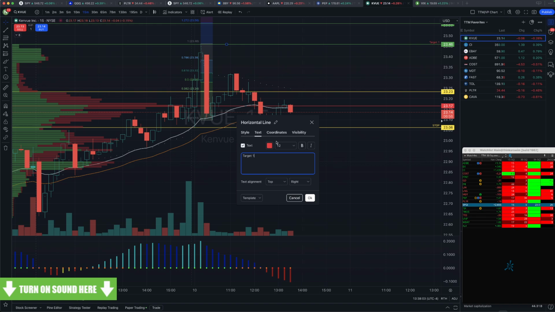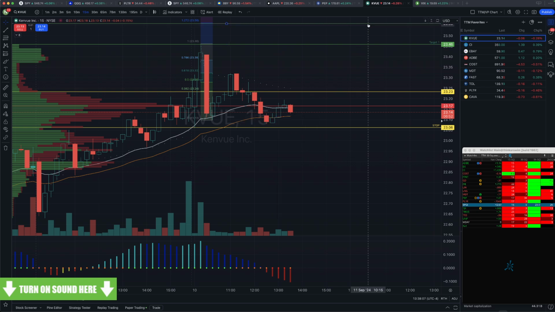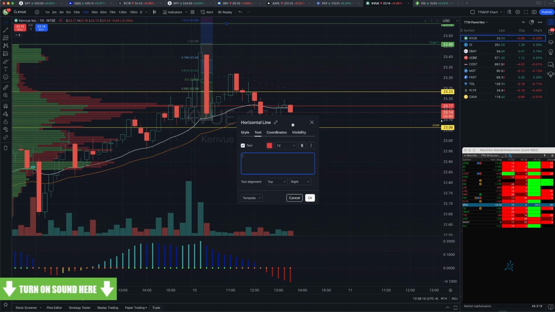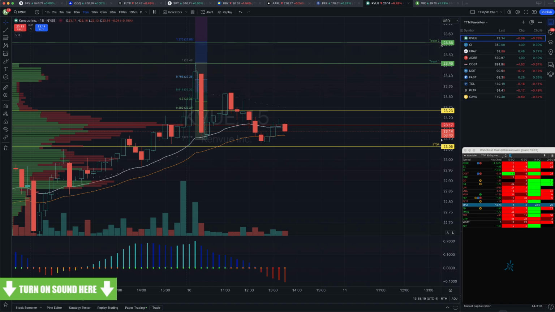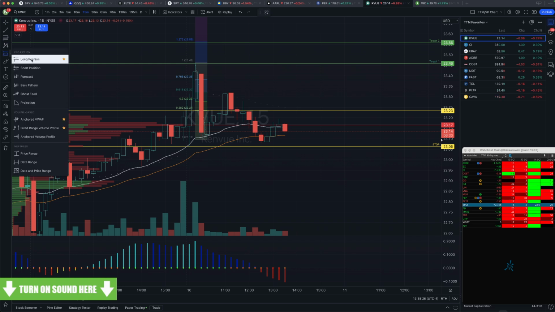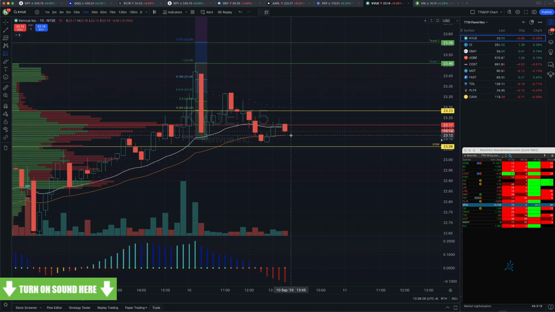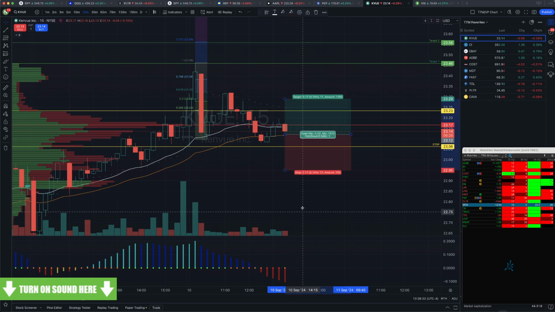Target 1 at 23.46, and then my target 2 is up there at 23.56. Okay, and what I'd like to also know, I'm going to use this tool over here, my long position projection tool, and I'm going to say, let's say I take that off of the 34 EMA, right? I'm going to want to see what my risk reward is.